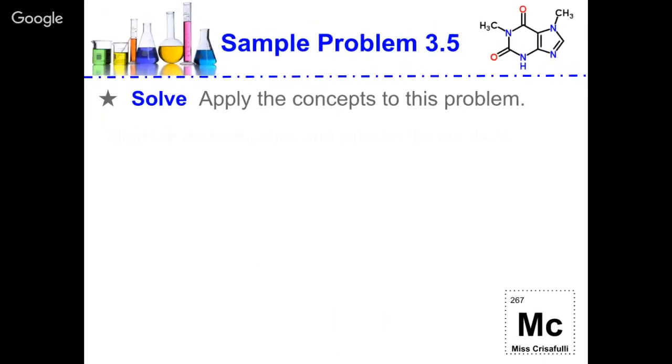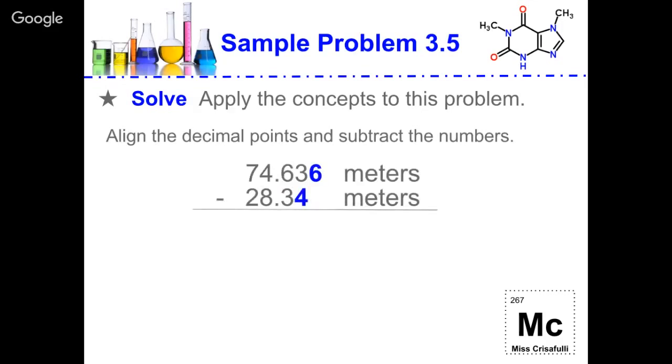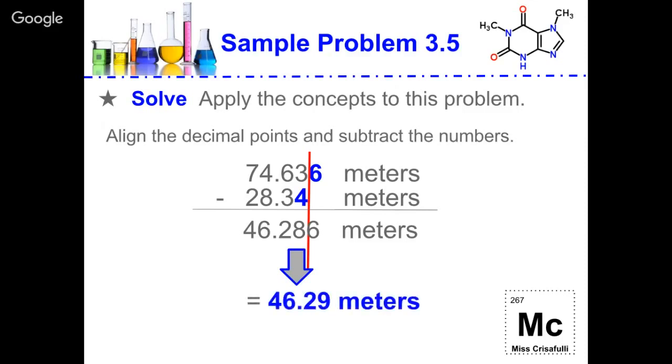So let's look at the second one. Remember, this is going to be subtraction. So again, we're going to align our decimals. So I aligned our decimals, and I'm going to do the math. So now the hundredths place is the last digit, so that's where we're going to round to. And so 6 is bigger than 5, so our answer needs to be rounded up, so 46.29 meters.